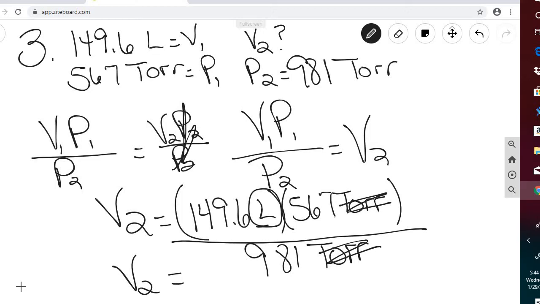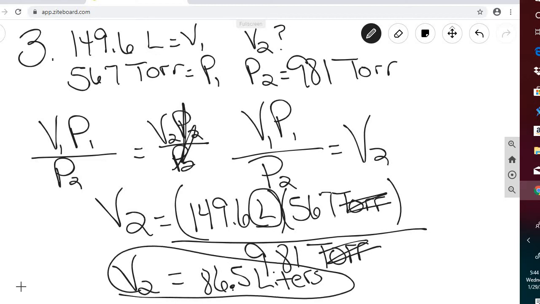So 149.6 times 567 divided by 981 will give us 86.5 liters. And we can have three significant figures. So that's our answer right there, 86.5 liters.